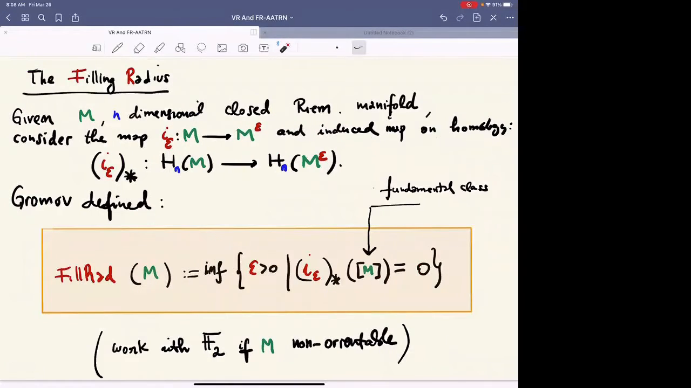So if you're given an n-dimensional closed Riemannian manifold M, and let me assume that M is orientable. Then this map, iota epsilon from M into M epsilon, induces a map on top homology, iota epsilon from H_n of M into H_n of M epsilon. And Gromov considered the infimal epsilon for which this map kills a fundamental class of the manifold. And that's the filling radius of M.